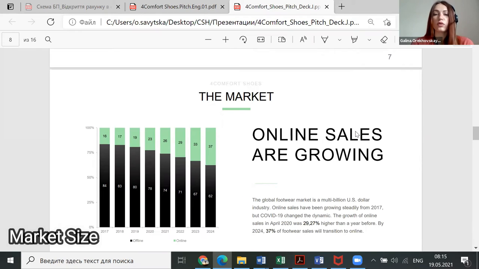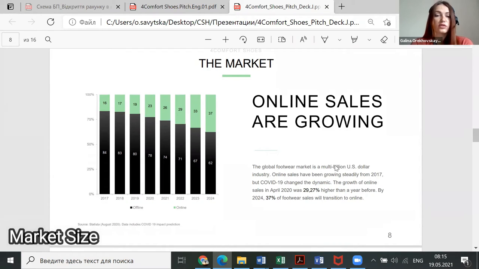As you see, the global footwear market is a multi-billion US dollar industry. Online sales have been growing steadily since 2017, but COVID-19 changed the dynamic. The growth of online sales in April 2020 was almost 30% higher than a year before. By 2024, 37% of footwear sales will transition to online.